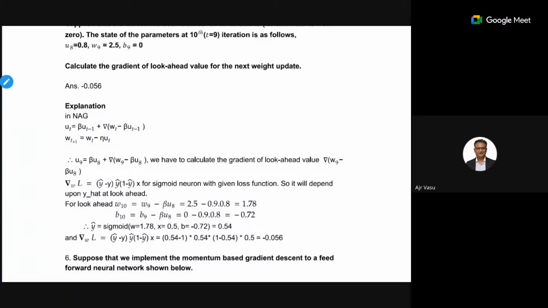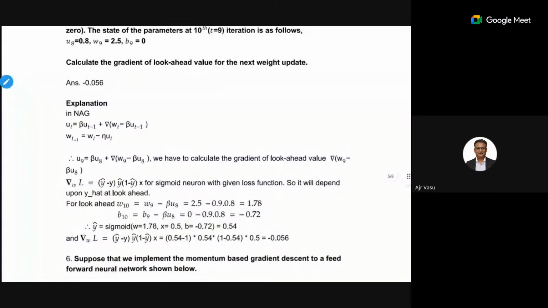So this W10, first of all, this W9 minus beta U8, this is correct. Then we are going to W10, which is W9 minus beta U. It should be U9, right, sir? I mean, there is a mistake here.